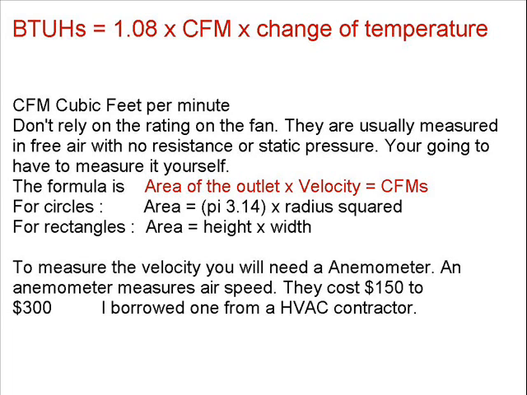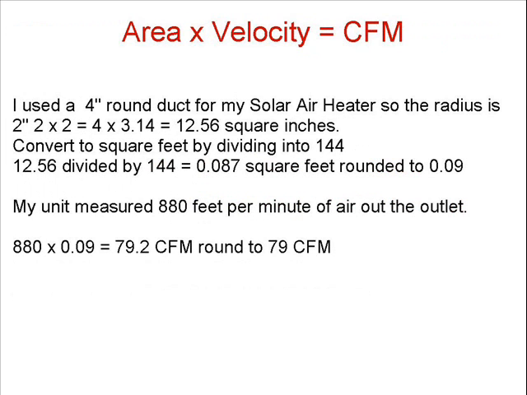The formula is area of the outlet times velocity equals CFM. To measure the velocity, you need an anemometer. An anemometer measures airspeed. They cost between $100 and $300. I borrowed one from an HVAC contractor. I used a 4-inch round duct for my solar air heater, so the radius was 2 inches.